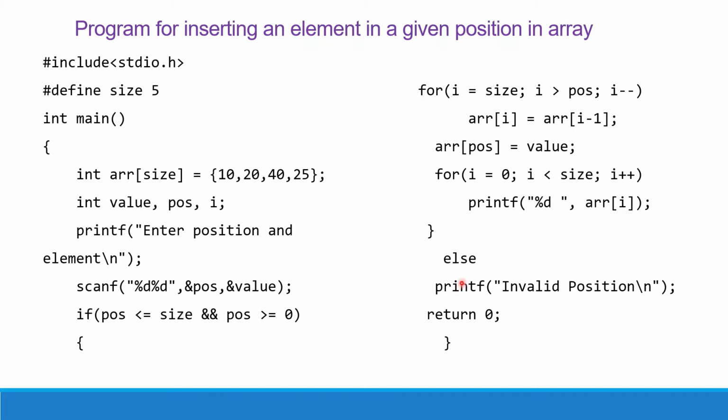Okay. For example, here if you give an invalid position, right? Like my size is 5, if you give position as 7 or 6 or 10, something like that, if it is greater than the size, then this else part will be executed. It will throw invalid position. Okay.